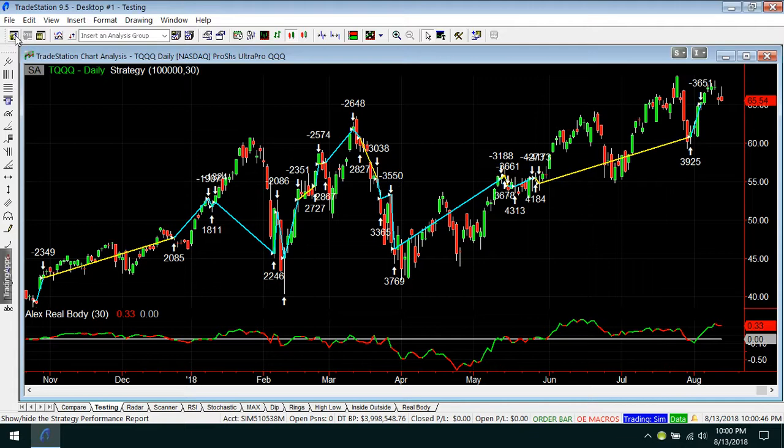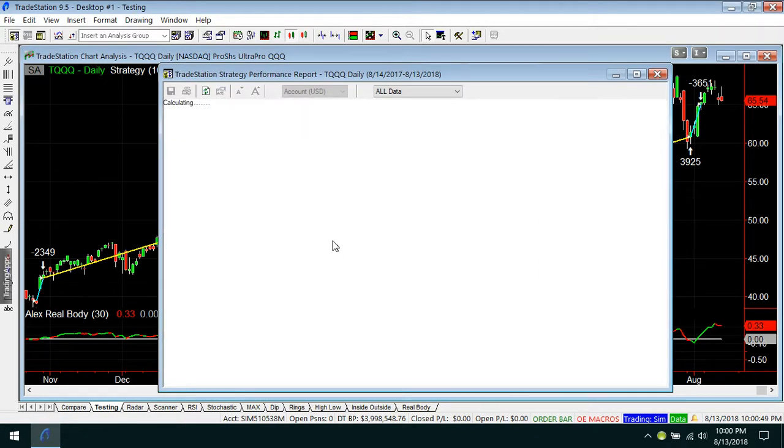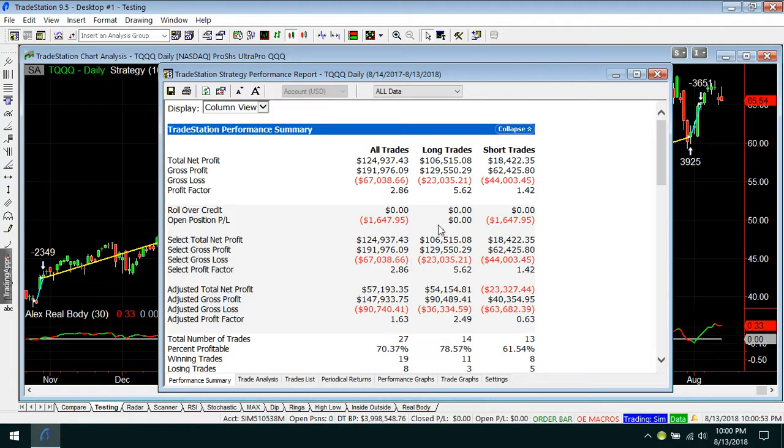And here is the performance report. And we come out with the total net profit for 1 year. This is from August of 2017 until 2018. This is today. I would have made $124,937. But we're in a trade which is currently losing $1,600. The long trades made $106,000, and the short trades made $18,000.